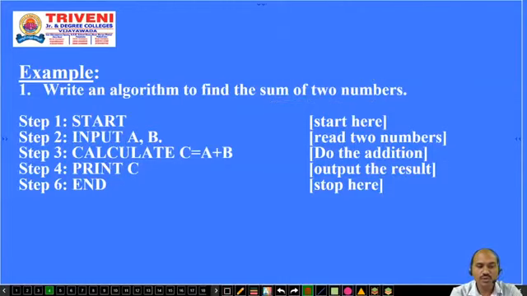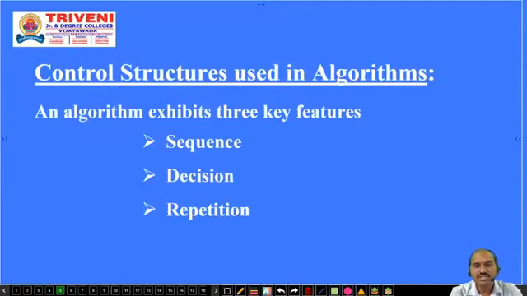The next topic is control structures. Algorithms have three types, and these are the control structures of algorithms. The first one is the sequence algorithm, the next one is the decision algorithm, and the next one is the repetition algorithm. Here we are going to discuss these three types of algorithms.